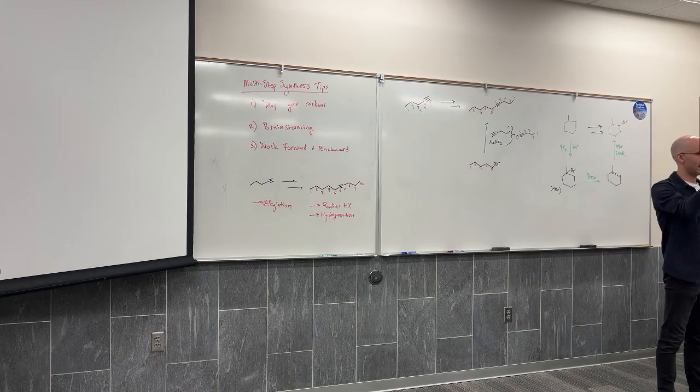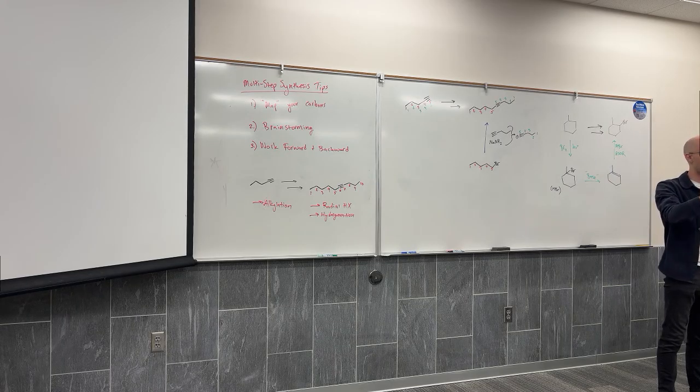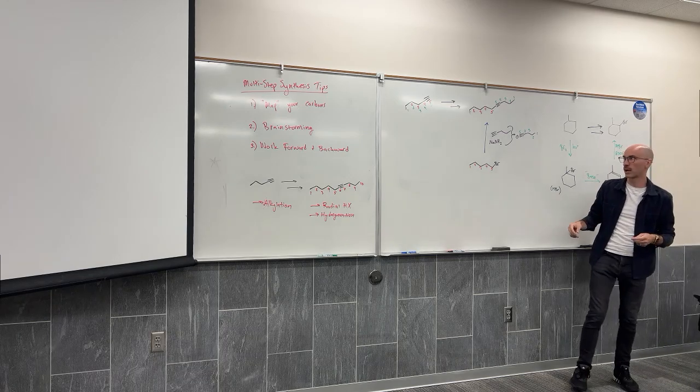So 1 equivalence HX with peroxide, and then H2 with PDC. Or H2 with Lindlar's catalyst to make an alkene, and from the alkene, HX with peroxide. Or sodium in ammonia to make an alkene, followed by HX with peroxide. So there's 2 routes that I could go, and in one of those 2 routes, both of my partial hydrogenations work.